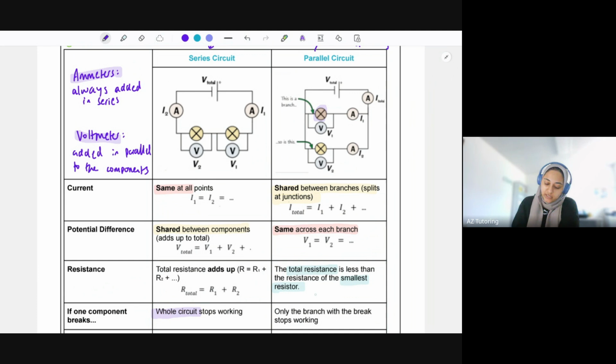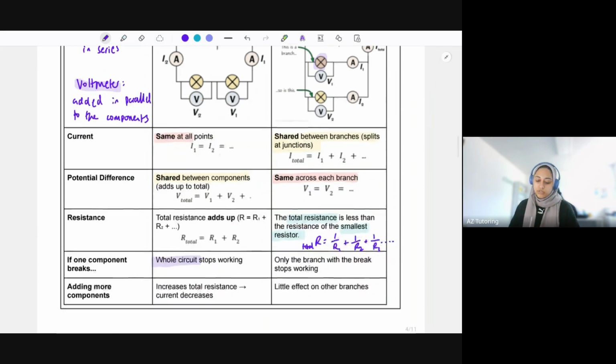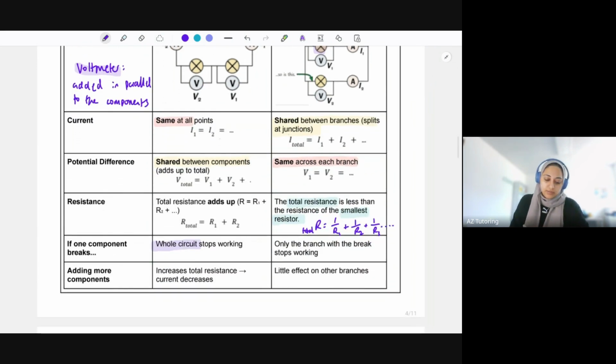The equation looks a bit different. You don't really need to know the equation, but I'd say for higher, do be aware, you're adding 1 over, and that's the reason why it becomes smaller. So that's just a little bit of extra facts for you. The total resistance is 1 over the resistance of one component plus 1 over the resistance of another one. So therefore the total is smaller than the smallest one. Okay, so keep that one in mind. That one trips up a lot of people.